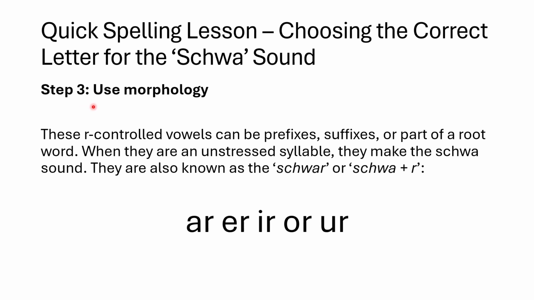Step 3. Use morphology. These R-controlled vowels can be prefixes, suffixes, or part of a root word. When they are an unstressed syllable, they make the schwa sound. They are also known as the schwa with an R at the end, or schwa plus R. When AR is stressed, it sounds like R.